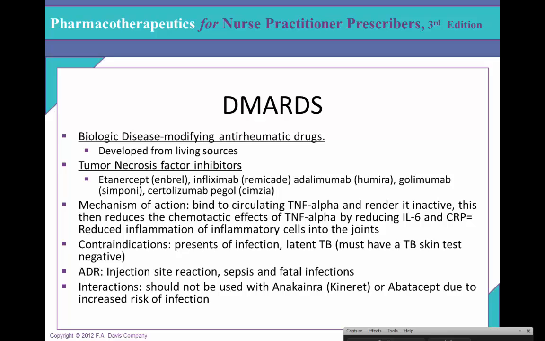The main mechanism of action is to bind the circulating tumor necrosis factor, that is one of the pro-inflammatory mediators released, and also reducing interleukin. The contraindication, as you could imagine, is majorly infection and sepsis, so it could be fatal.